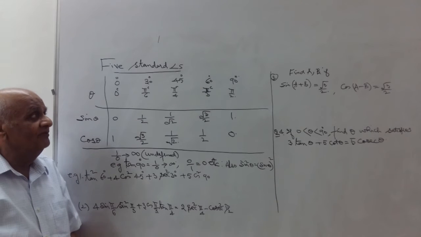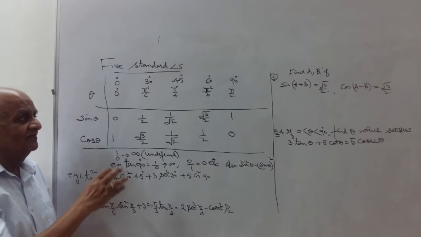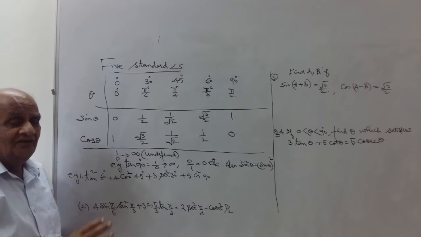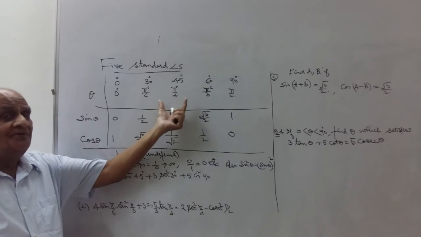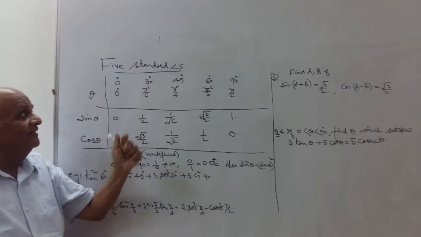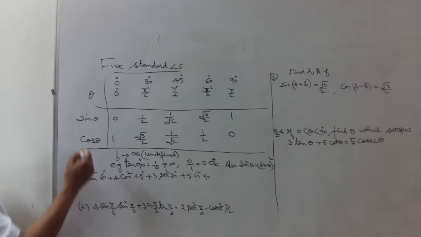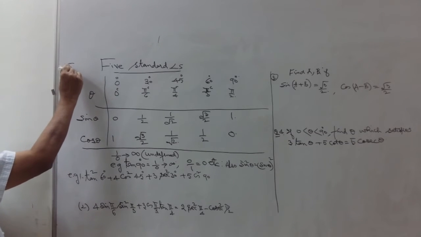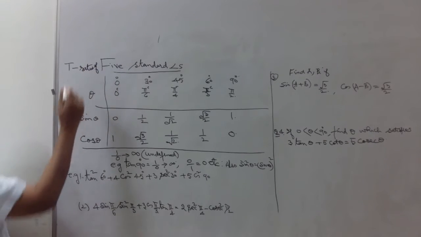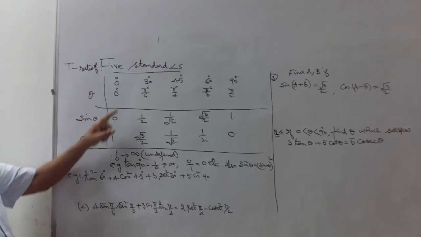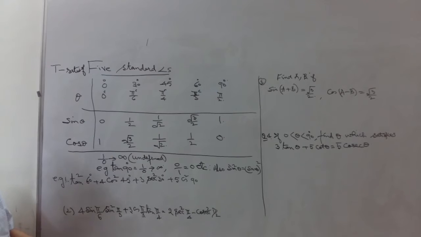Now today we deal with another very familiar topic. Some of these cases you have done at your 10th level, but still an introduction and just a repetition of that topic. That is T ratios of 5 standard angles. You must have heard previously that we have standard angles.